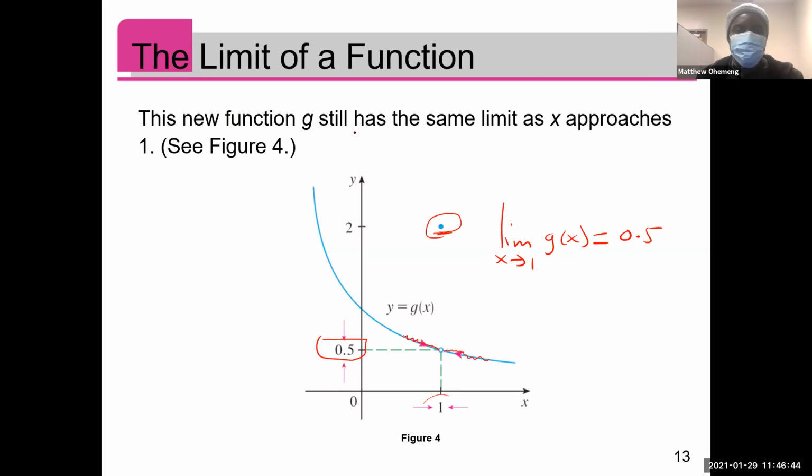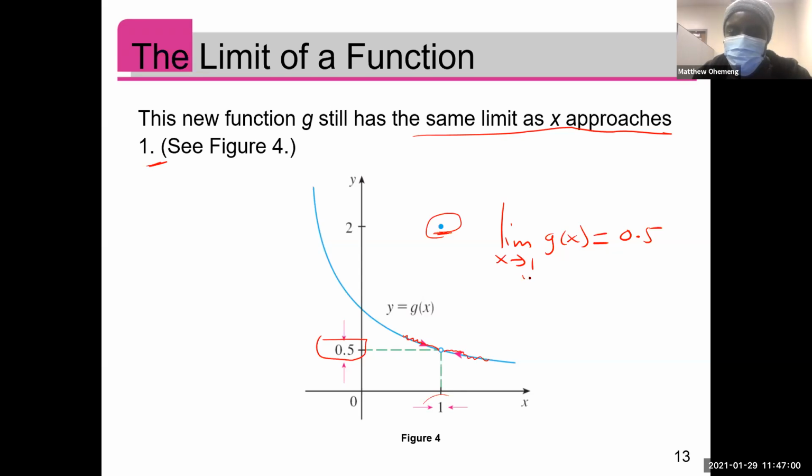Right, so that's what I'm saying. This new function J still has the same limit as s approaches 1. So are you only focused on the s-axis? Yeah, so for the limit, right? Recall that you're trying to find the limit as s approaches 1.